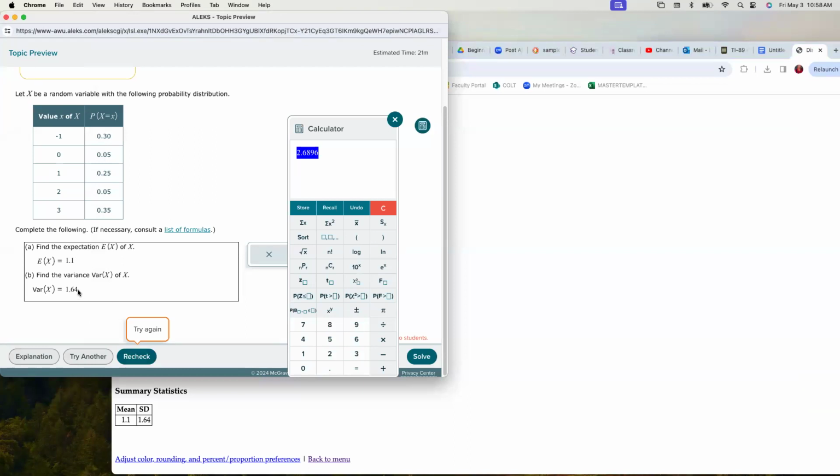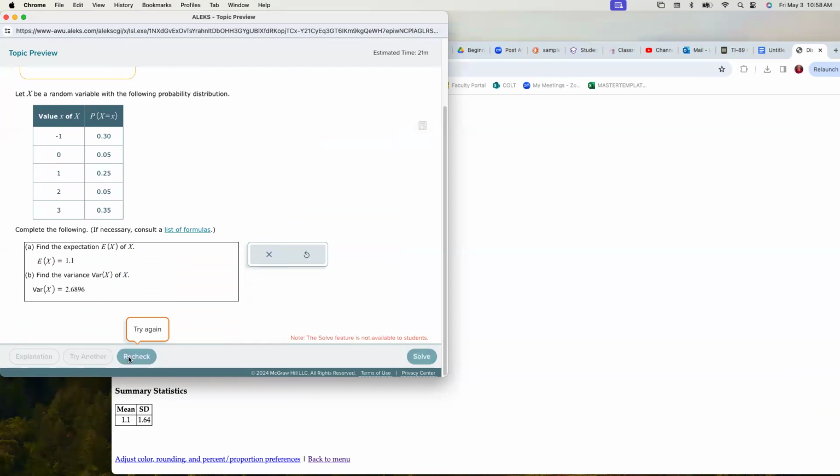Try that again. So I get, let's see, does it say to round? It doesn't say to round, so I'm going to type all those in: 2.6896. Okay, so I think I copied that incorrectly. 2.6896. I'll recheck that. Okay, there we go. Okay, so yeah, I just looked at the standard deviation. Sorry about that. So, okay, so you see how I did that.